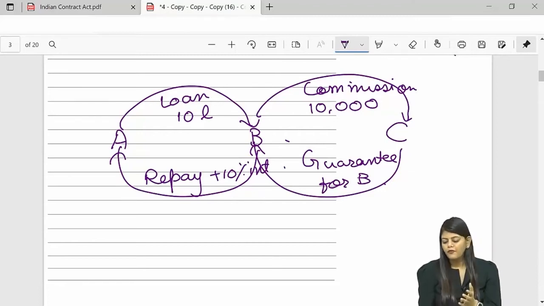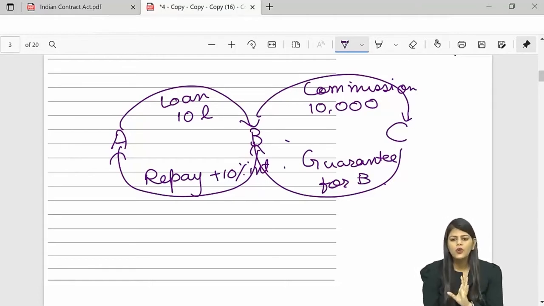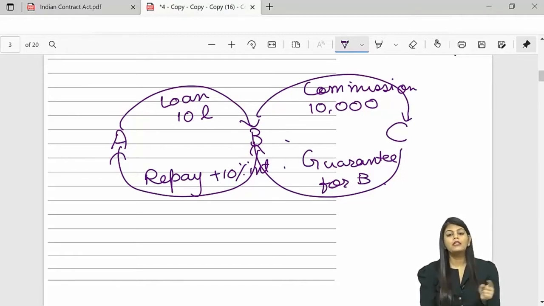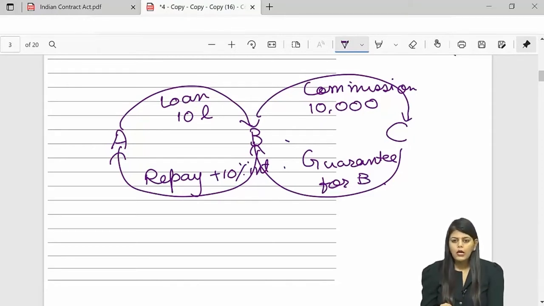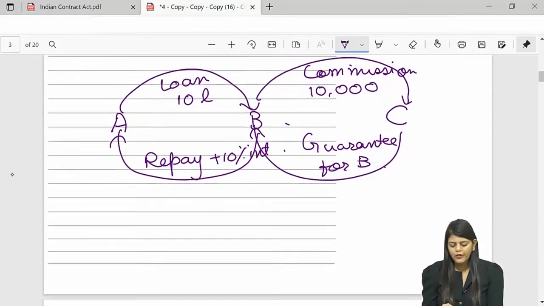So C will pay this 10 lakhs plus interest only if B defaults. If B pays the full money, then the full 10,000 is profit for him, the commission. Let's say if B defaults, then C will have to pay the full amount. But later on C can recover it from B. That means sooner or later C is going to get his money back. But he is getting this commission because of the risk which he is taking for Mr. B. So commission contracts are perfectly valid.